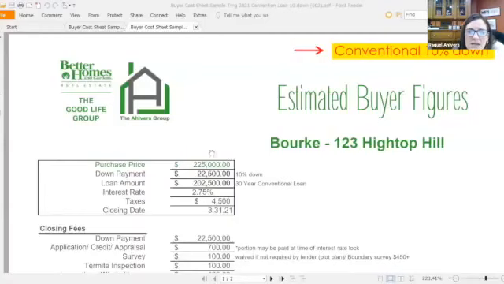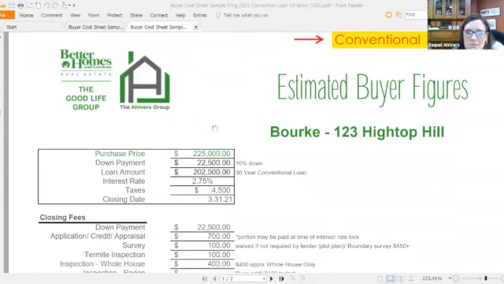Okay. I think what I'm going to do is share my screen with you guys, and we're going to go over, I hope I pulled it up. Can you guys see this one? It says estimated buyer closing costs. Do you guys see that one? Yes, we can see. Okay.